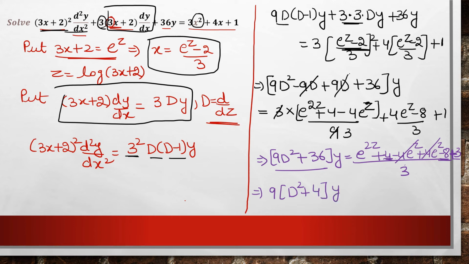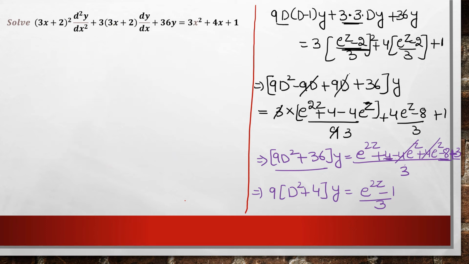Okay. And here you will get e power 2z minus 1 by 3. Okay, so next what we are going to get? So now if you take this 9 on the other side, you will get d square plus 4y equals to e power 2z minus 1 by 27. Alright. Now this is a higher order linear differential equation with constant coefficients.